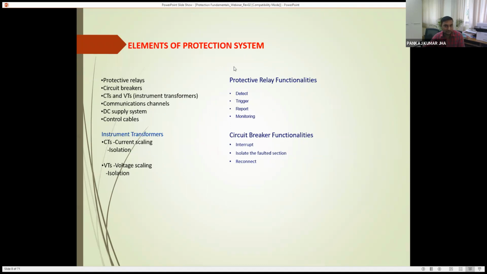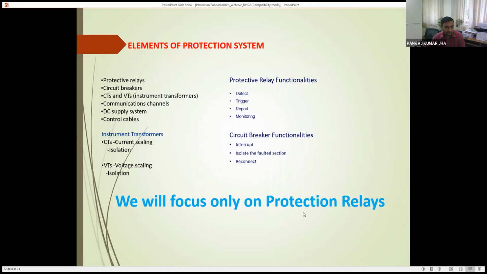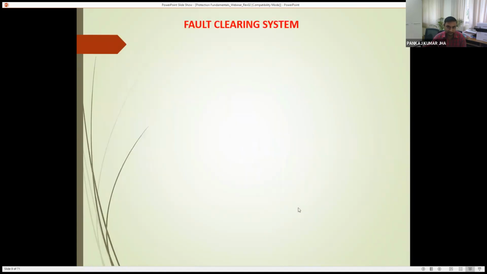So the elements of power system protection are relays, circuit breakers, CTs, communication channel, DC system, control cables, and then instrument transformers. The functions of protective relays are to detect, trigger, report, and monitor your power system equipment. The circuit breakers are used to interrupt the fault by isolating the faulted section, and then when the fault is isolated, they are used to reconnect the system. So we will focus only on protective relays in this session.